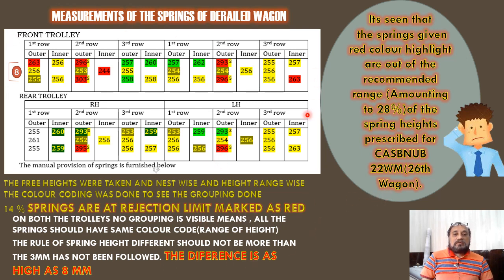So on the total wagon, we have 28% of springs which fall out of the range, which gives us an impression and a clear indication that while assembling of springs, no grouping had been done so as to ensure that the springs having a free height variation of more than 3 mm are not assembled together. This affects the load sharing of the spring nest.